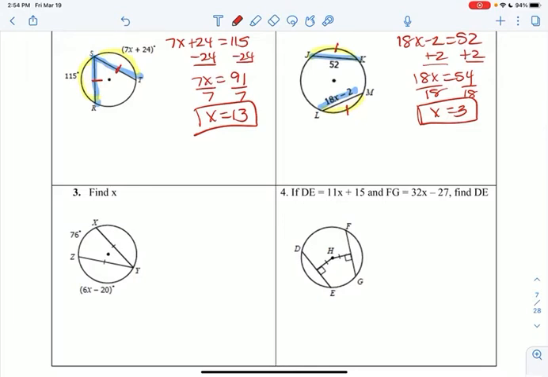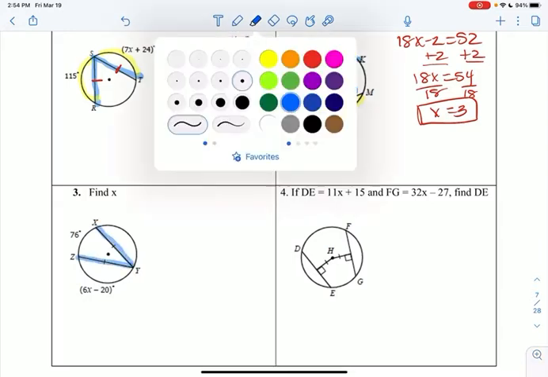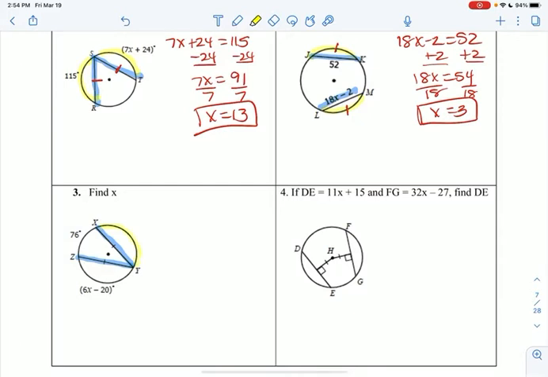All right, number 3, getting a little bit trickier. The chords are congruent, okay? That makes the arcs congruent. So I know that this arc ZY is going to be 6x minus 20. That makes arc XY also 6x minus 20. So the arcs have to be congruent. ZY is going to be congruent to arc XY. And if you think about it, all 3 arcs form a complete circle.